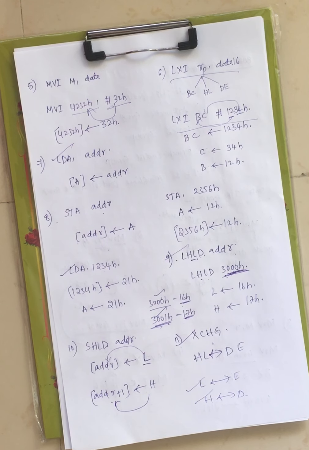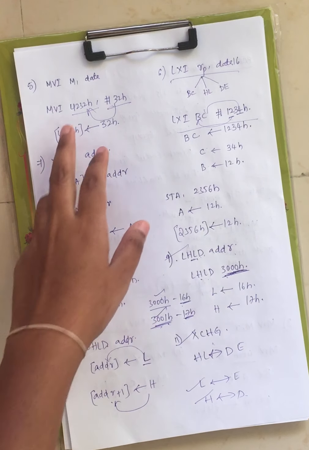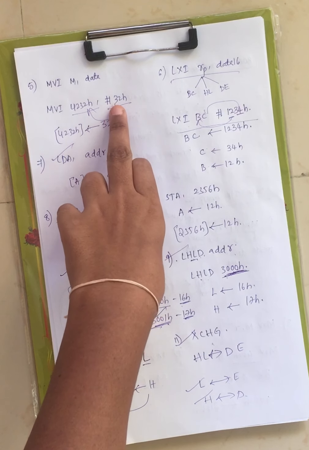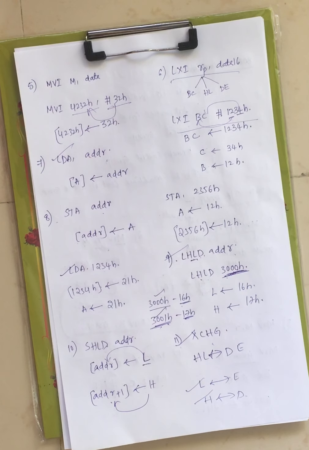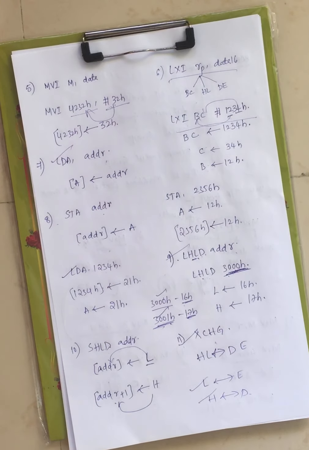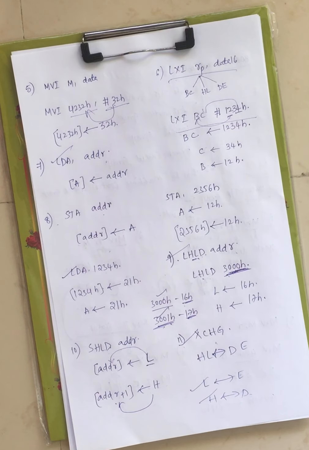Now let me explain one by one. You have two more remaining. Before that, let me explain one by one. Now what is the 5th instruction? We have move immediate M comma data, right? For example, I can give it as move immediate M, 32H. If I represent a hashtag before data, that is nothing but immediate data. That direct data is mentioned in the instruction, right? Now the direct data mentioned in the instruction is moved to the memory location that is specified in the instruction, right? And next we have the 6th instruction, LXI, load immediate, right?